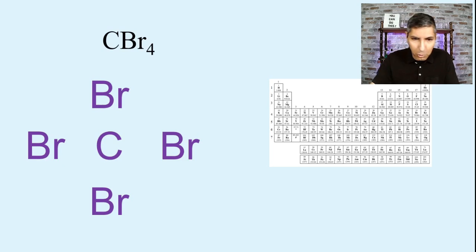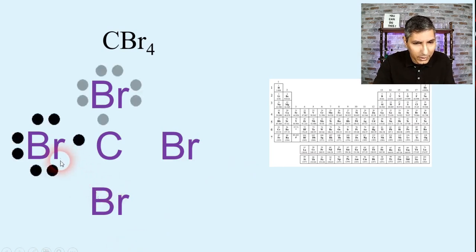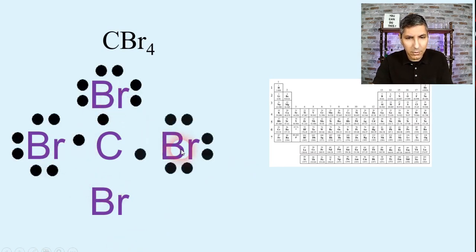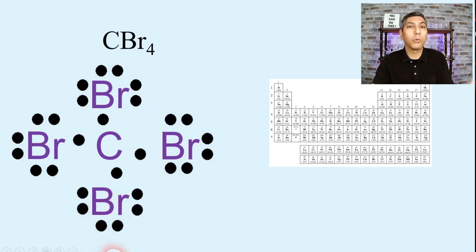So we'll start with these bromine atoms, and we can look at the periodic table and see that bromine is a halogen just like the other ones were. And so that's going to have 7 valence electrons. So I'm going to put 7 dots around each of the bromines, 7 around that one right there, 7 around this one, 7 around that one, and 7 around that bromine right there. So that's a total of 28 dots.